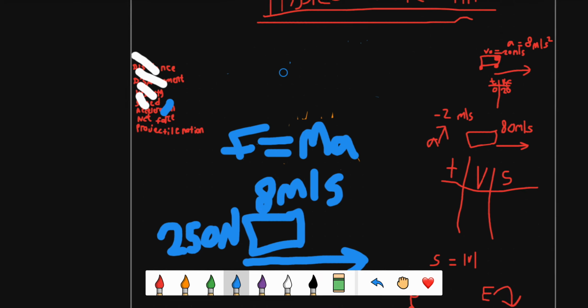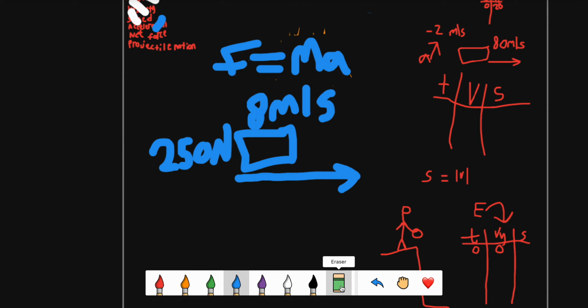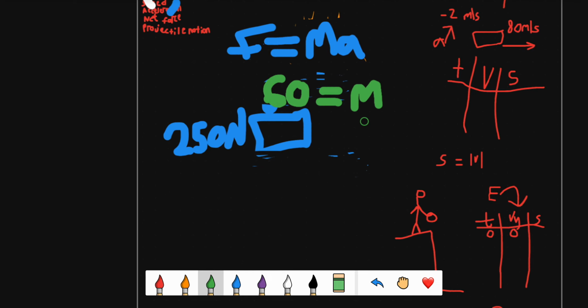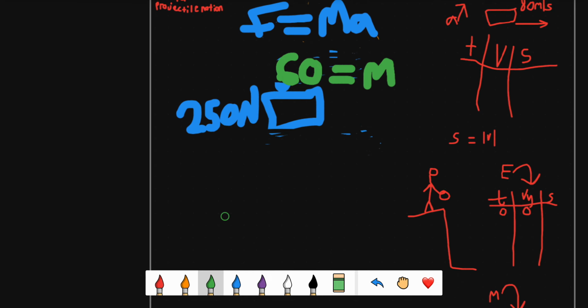Let's just say if F is given and we want the acceleration, how do you determine acceleration? Okay, so let's say I have the same 250 newtons, and let's say this object weighs 60, has a mass of 60. How do you determine the acceleration? So how do you do it?